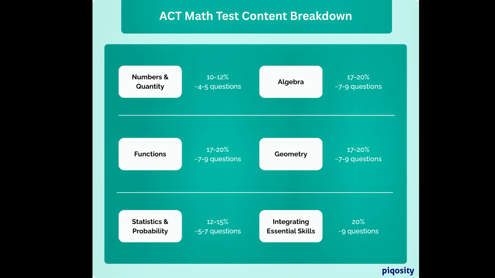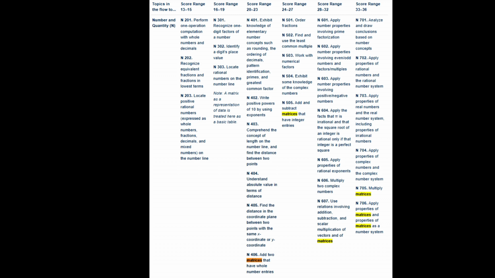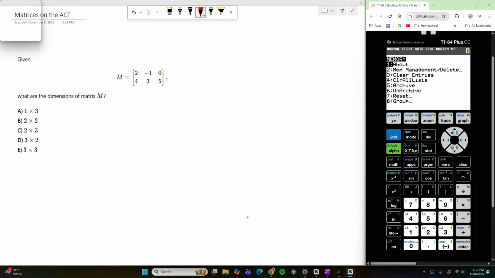Here's the deal. The ACT Math section has this category called number and quantity. And out of 30 standards on that section, 5 of them are all about matrices. So odds are you're going to see at least one matrix on test day. And this video could be the reason you nail it and walk out of there with a higher score. Let's look at this problem.